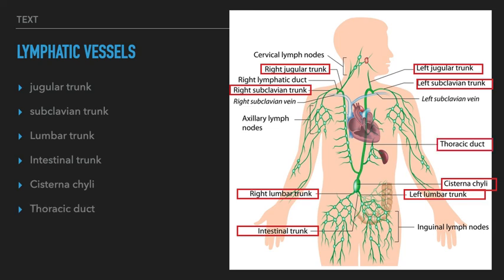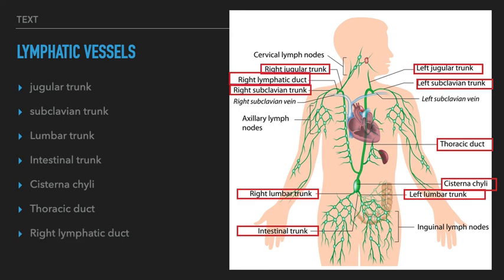Next is the thoracic duct. The thoracic duct is the larger of the two lymph ducts of the lymphatic system. It carries chyle, which is the liquid that contains lymph and fats. It also collects most of the lymph from the body. All right, so this is going to drain most of the body lymph back into systemic or blood circulation.